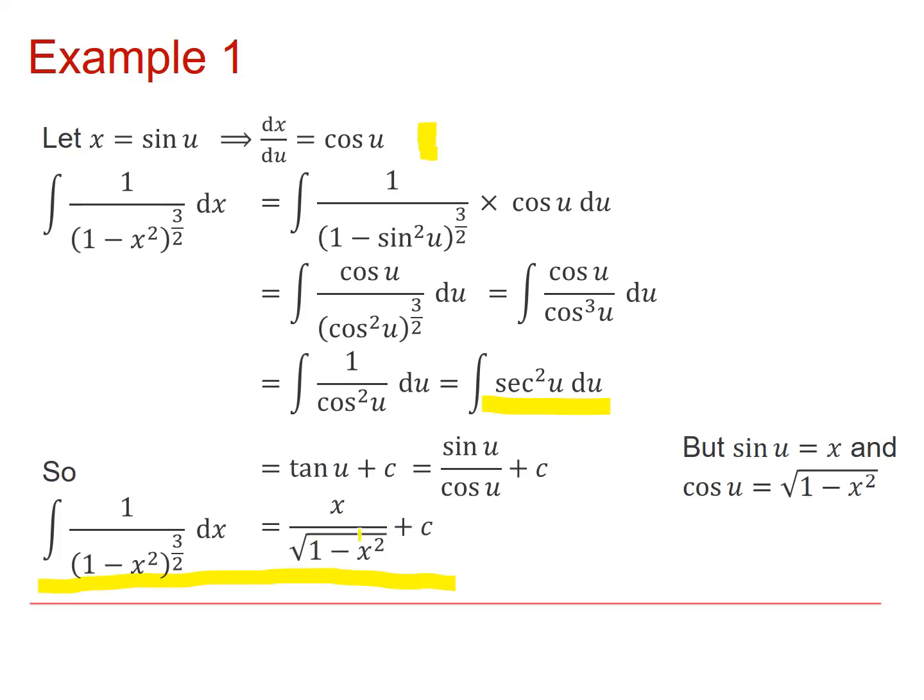And you could check that differentiating this will actually come back to give you the original integral. Remember that to differentiate this, you might write it as x times 1 minus x squared to the minus a half, and then differentiate this as a product maybe to see if you get back to the original integral.